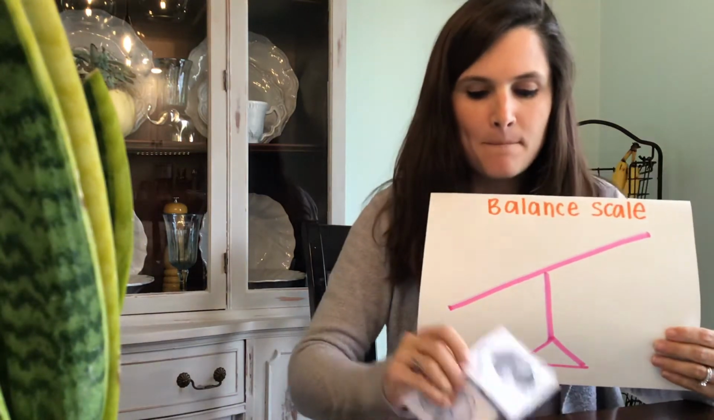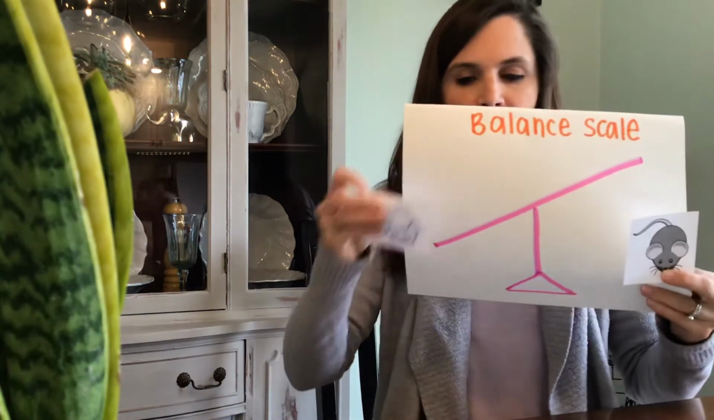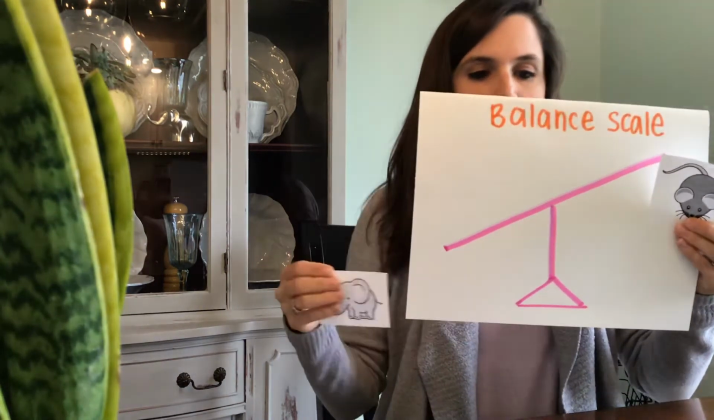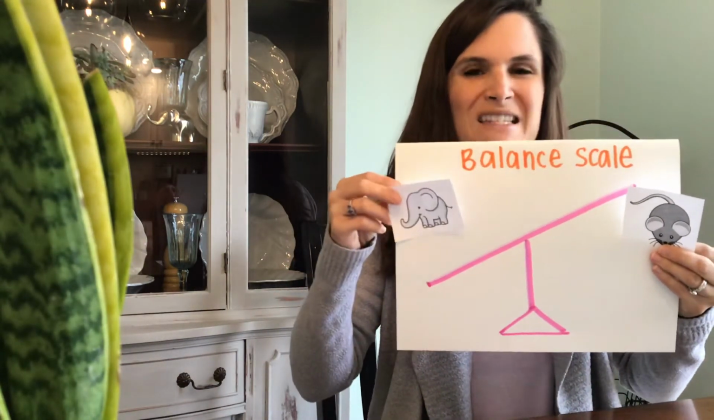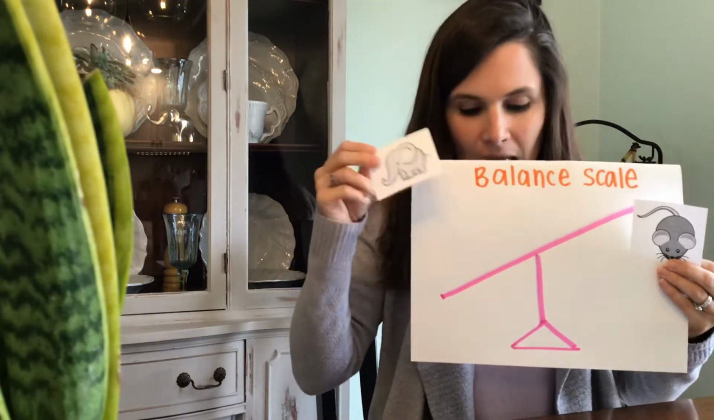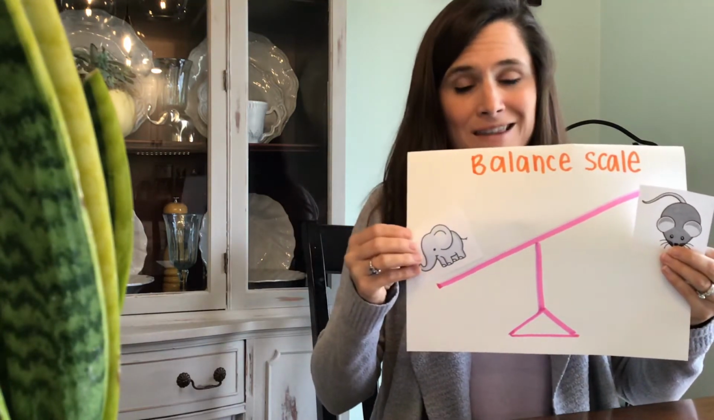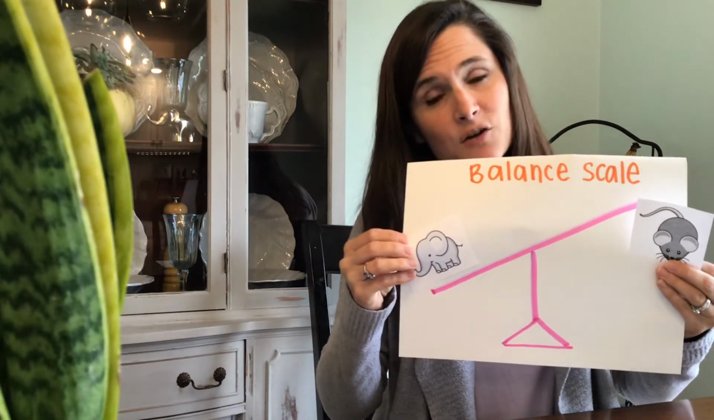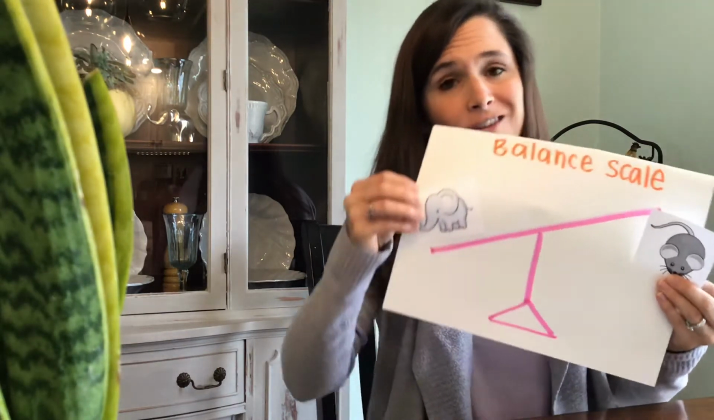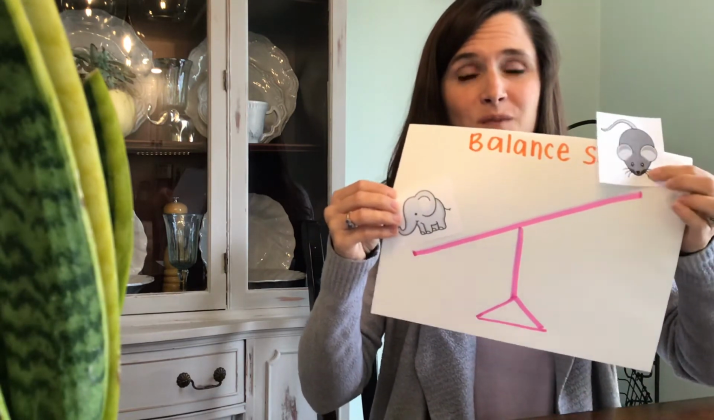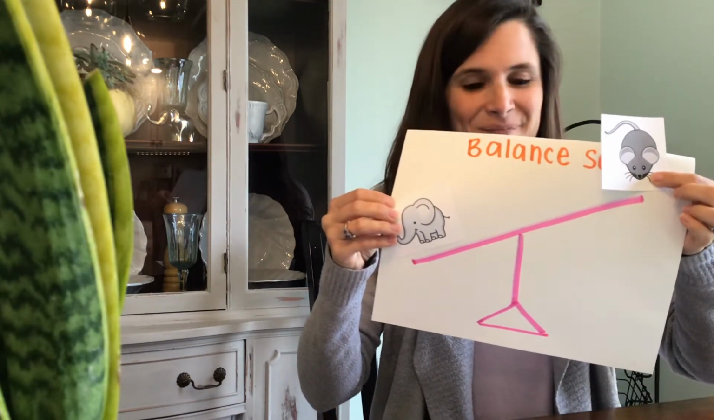So think about my elephant and my mouse. Which side should the elephant go on? Which one is heavier? The elephant is the heavier animal. So he's going to end up on the side that is tipping downwards. That's how you can tell when something's heavier, if the scale starts to tip down. And the mouse would be up here, showing that it's lighter.